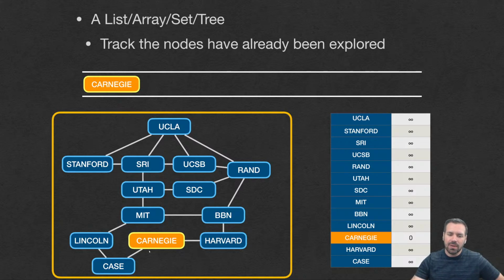We want to mark a node as explored. That's going to be adding into this data structure. And we want to ask the data structure, has this node already been explored, which is going to be .contains. Does this data structure contain this value?